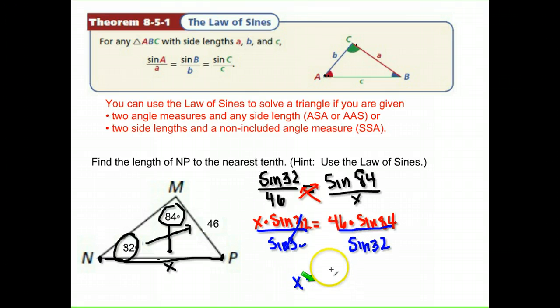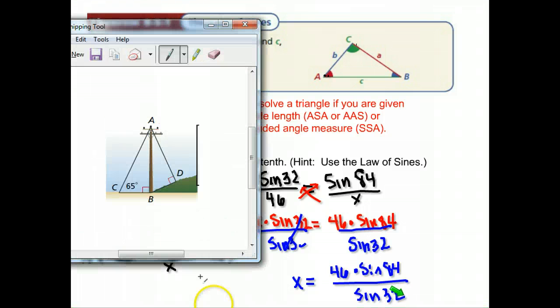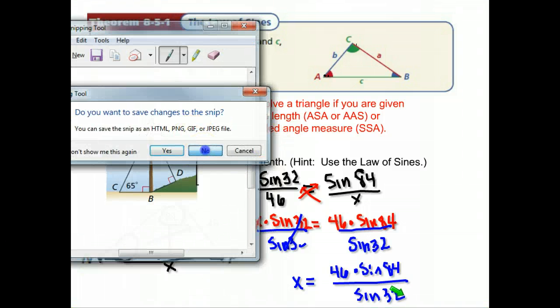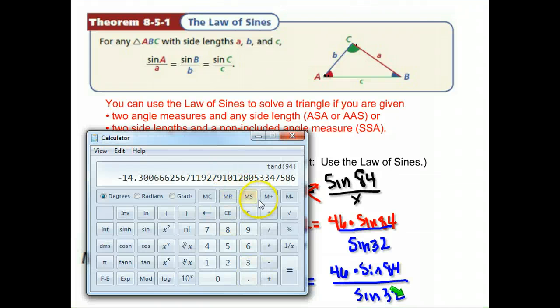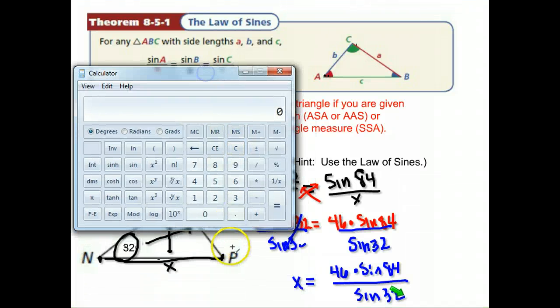x, my missing side, is equal to 46 times the sine of 84 divided by the sine of 32. And we just have to use our calculator and find out what that number is. As you're going through this, you may want to use parentheses. I'm going to do the top first, so I'm going to put parentheses. I'm going to put the sine of 84 first, so I put 84 and then push sine.